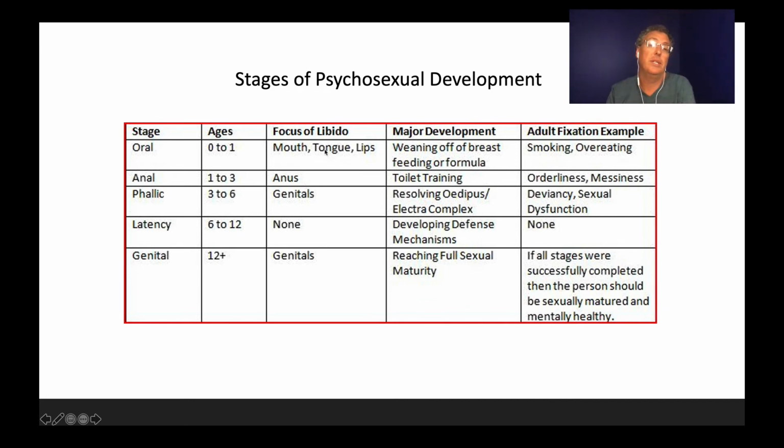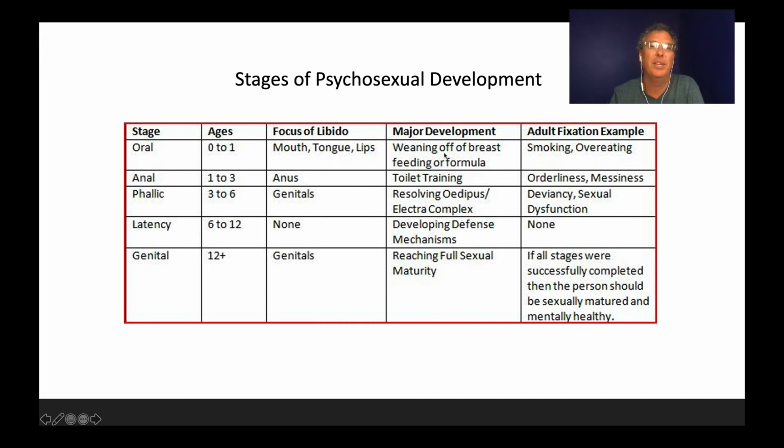So what he would say is when a child is breastfeeding, the child really enjoys it. It's a very pleasurable experience for the child. He would say it's a sexual experience. But I think most of us would buy in that it might be a sensual experience. We can understand how that process of suckling a breast could feel good for your mouth, tongue, and lips. And so he said that's what they were focused on.